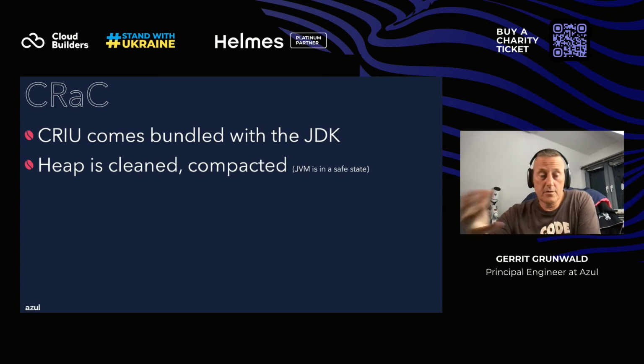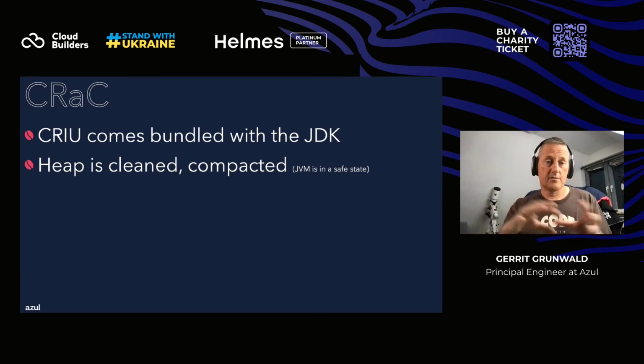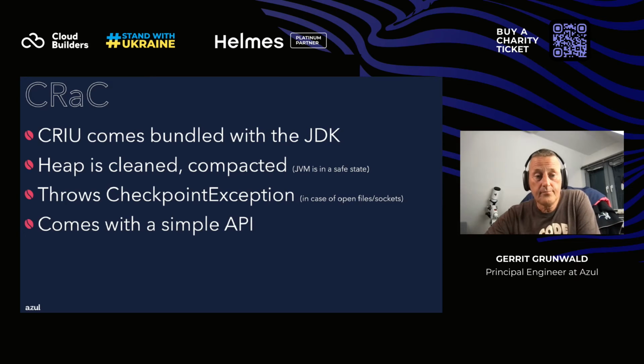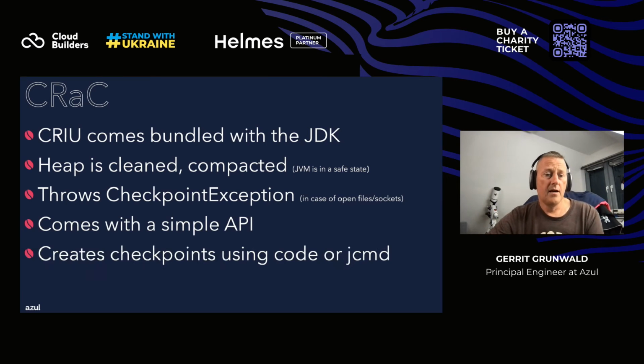CRIU comes bundled with the JDK. CRaC relies on CRIU, but it's encapsulated. So that means if there were something else, we could also use that. It's not heavily, directly bound to CRIU. We just use CRIU; it could be something else on another platform. It's all possible. The heap is cleaned and compacted, so the JVM is in a safe state. It throws checkpoint exceptions. So in case of open files or sockets, the CRaC library will let you know that you made a mistake and tell you, oh, there is still something open in that file or whatever. It comes with a very simple API, and it creates checkpoints using code or jcmd.